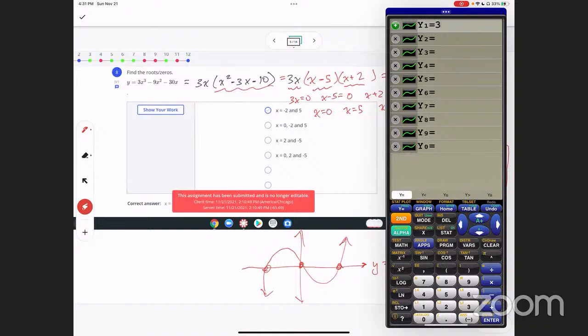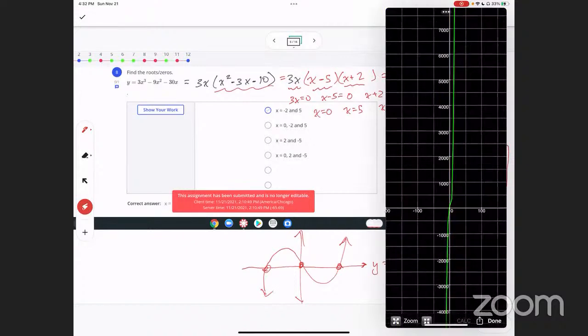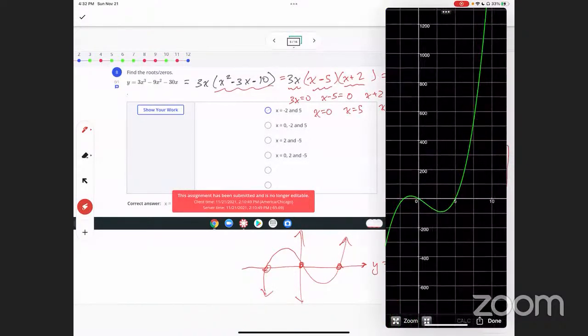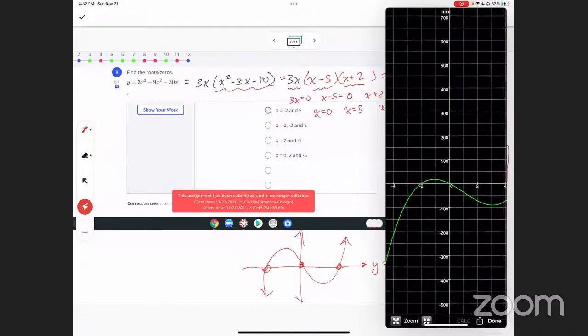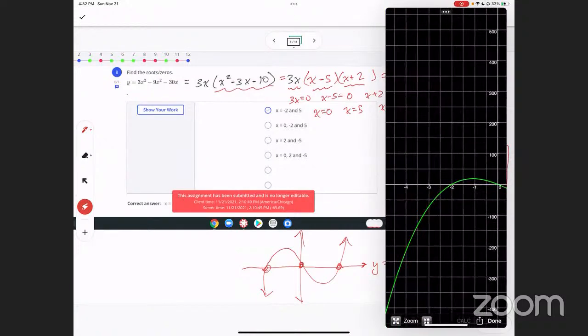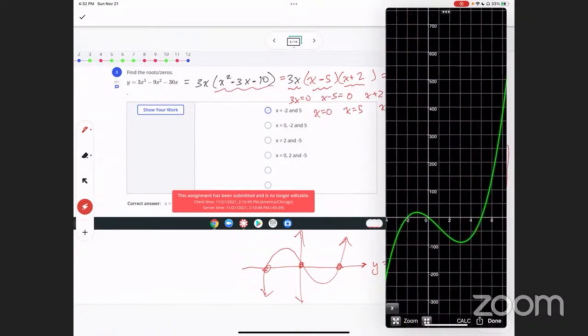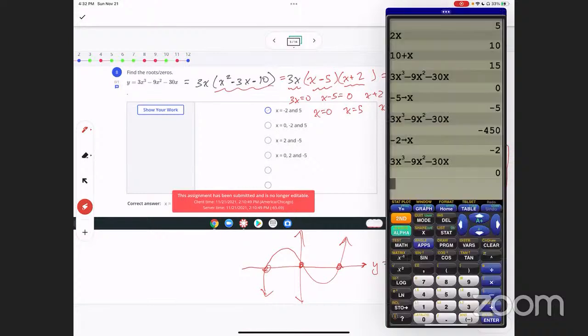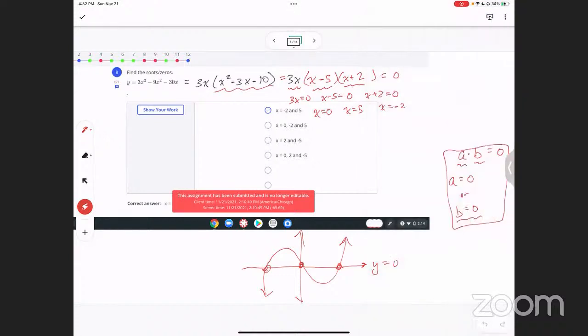You literally could plug in 3x cubed. Watch, I'll show you another way you could solve it if they let you use technology. 3x cubed minus 9x squared minus 30x. You could just graph it and zoom in and look for the zeros. There they are. There's -2. There's 0. And there's 5. That's the other way you could do it. They don't want you to do it that way, right? Well, maybe sometimes they don't care.